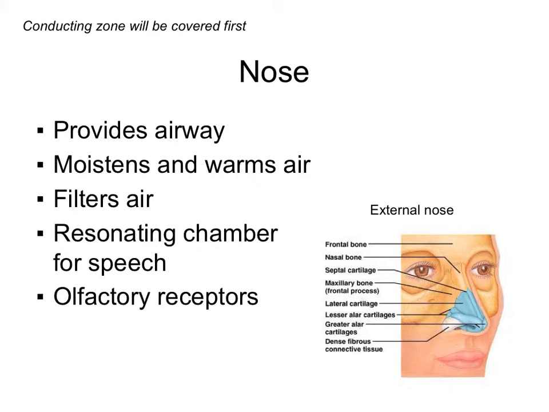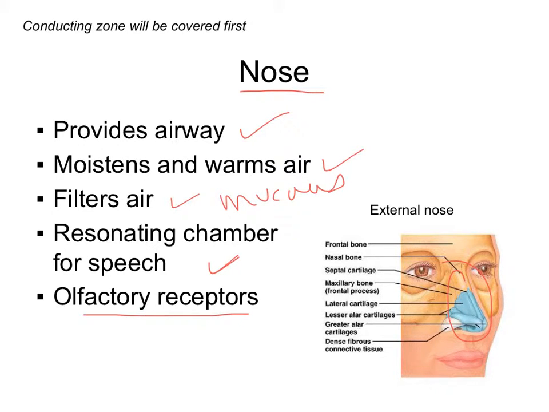So in the conducting zone, we first have the nose. And the nose is going to provide an airway. It moistens and warms the air. It filters the air with mucus that we have in our nose. It's a resonating chamber for our speech. So when you have a cold and you have more mucus that is in the linings of your nose, it changes your voice. And this is where our olfactory receptors are. This is where our smell receptors are located.